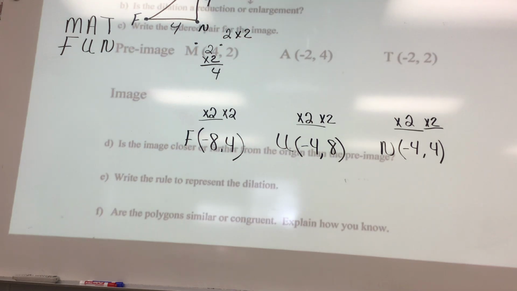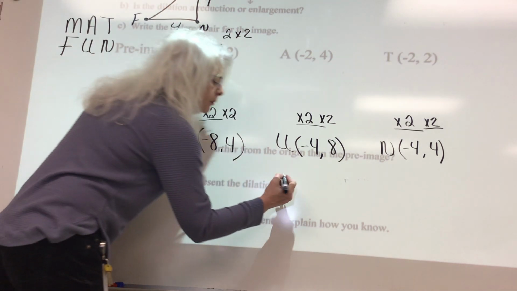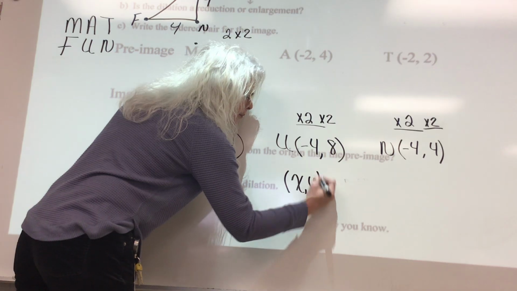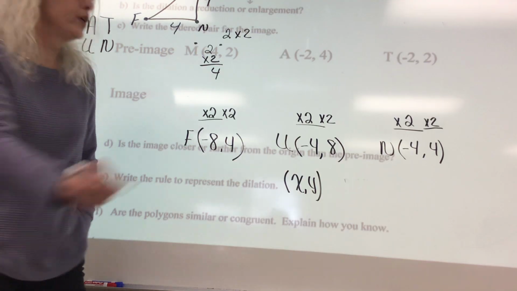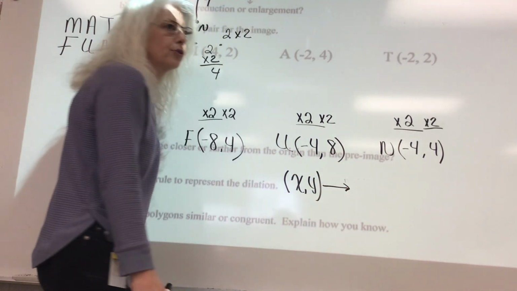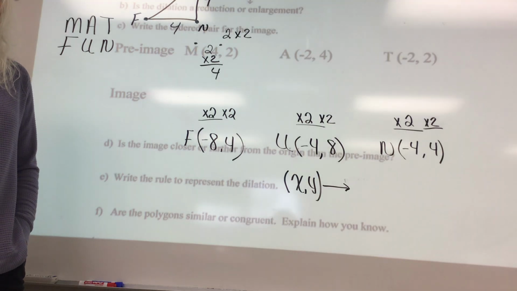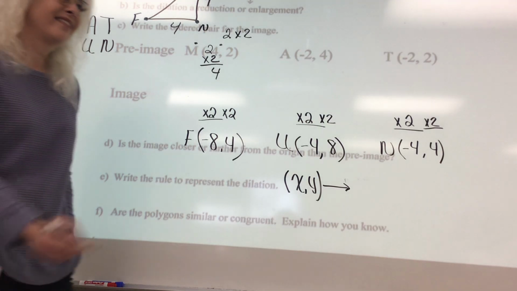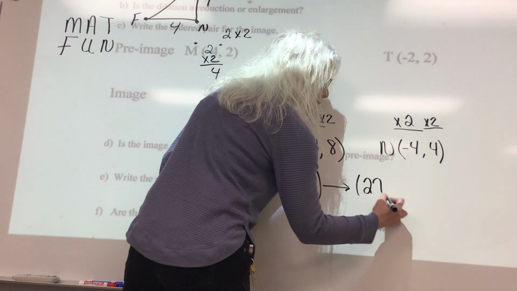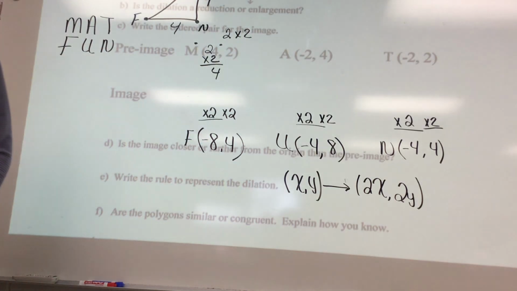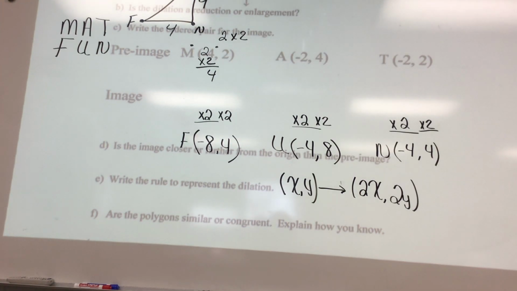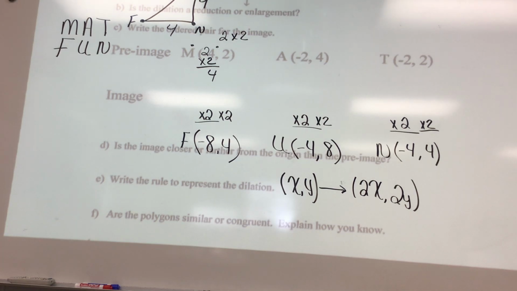Part E, write the rule to represent the dilation. Well, we took the pre-image. Did we keep it the same or did we change it? We changed it, so the arrow means changes by. And then what did we do to the X numbers? And what did we do to the Y numbers? Good job, Brayden. He'd already told me before I even finished asking the question. So didn't we take each X and multiply it by 2 and each Y and multiply it by 2?